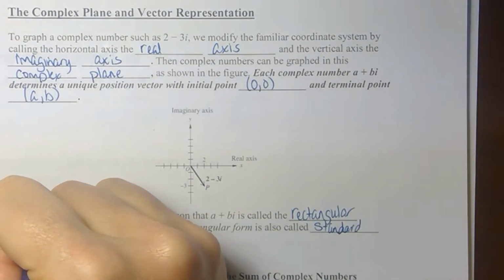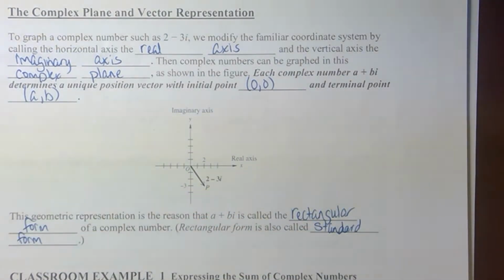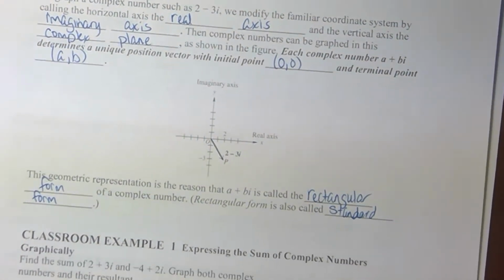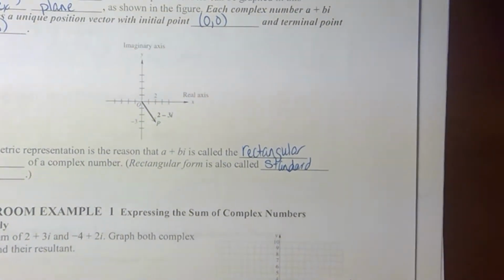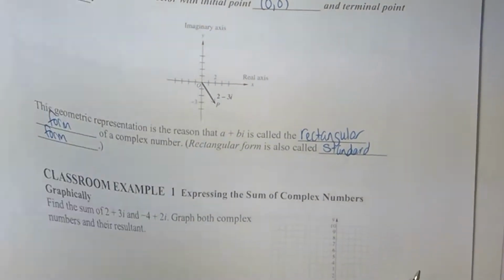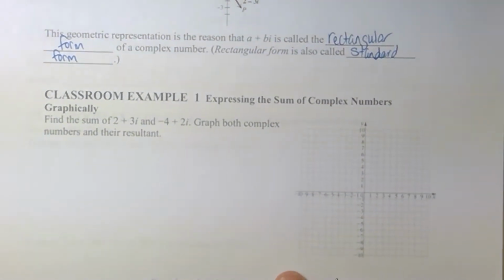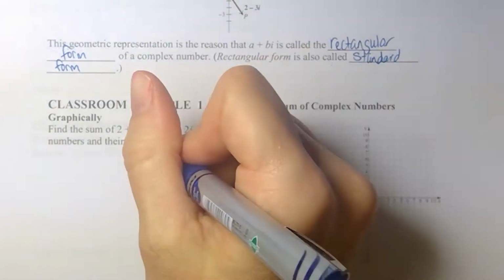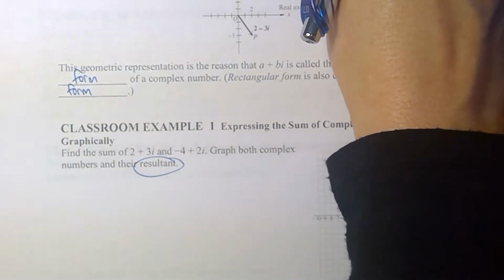So we are going to be talking about in the next section the polar form, but right now we are going to concentrate on this rectangular form. Then we're going to introduce the polar form and be able to work back and forth between the two. The sum of complex numbers is called their resultant. So when I add two complex numbers together, the sum is the resultant.